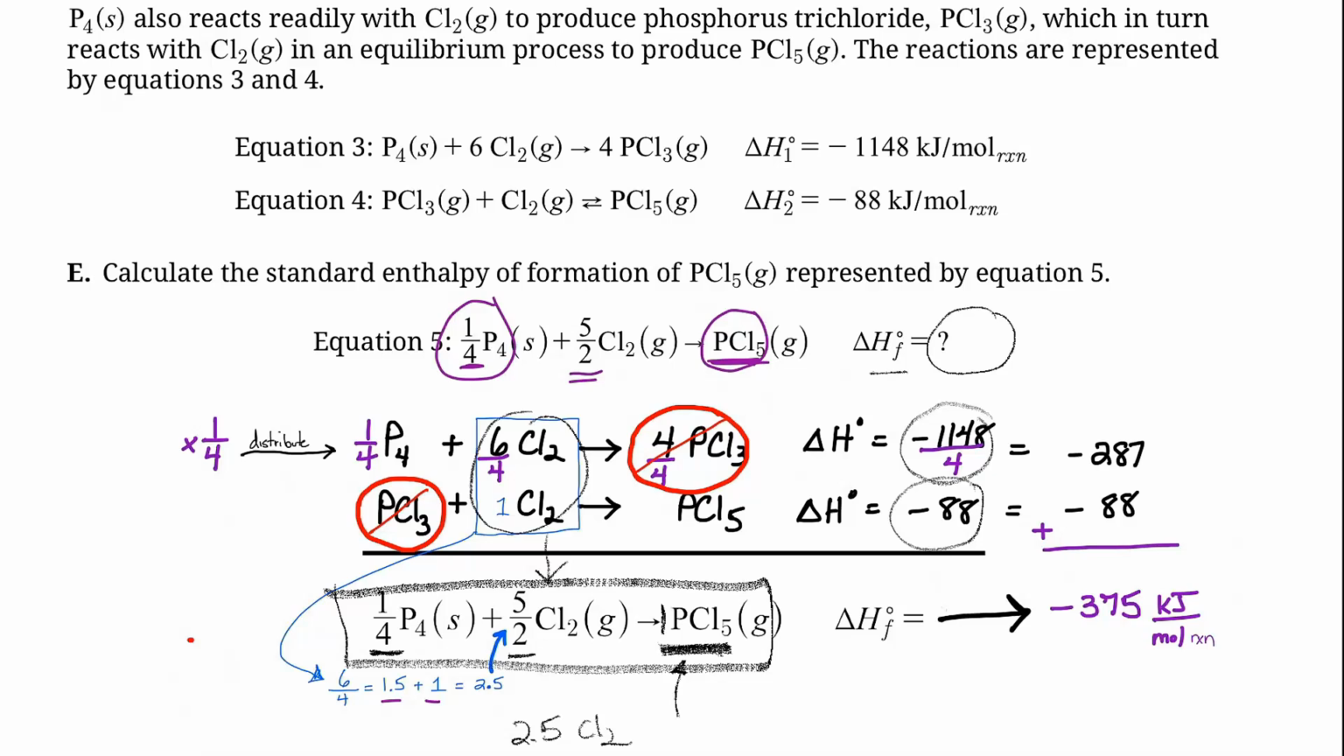So in any case, I know the fractions are weird, but essentially what you're doing is timesing by 1/4 and then adding their delta H's together. There's always an easy solution to every one of these problems, even though they may look weird. On to the next question.